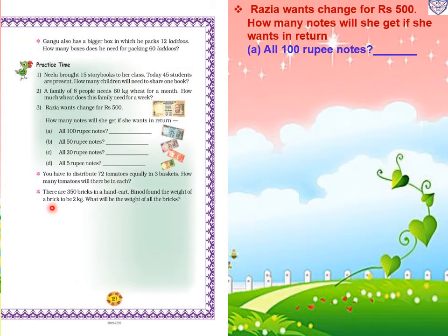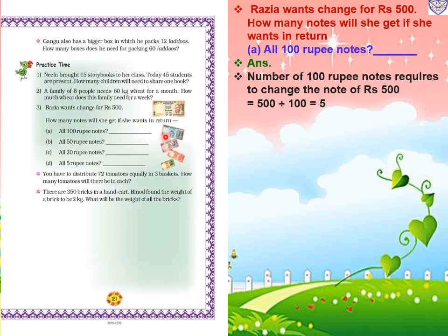Now number 3, Razia wants change for rupees 500. Now she is having the note of 500. Now she wants the change. How many notes will she get if she wants in return? Now first, all 100 rupees notes. If she wants change of 500 and all notes should be of 100 rupees, how many notes will she get of 100 rupees?